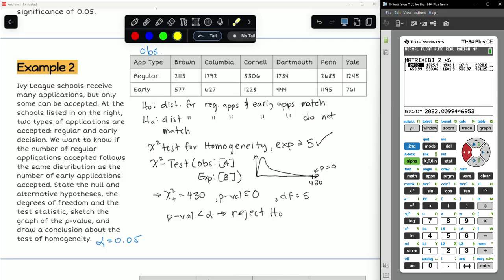So because our p-value of 0 is less than our level of significance of 0.05, we reject the null hypothesis. We therefore have sufficient evidence to support the claim that the distribution of applications for the regular application and early applications do not match. All right, so those are the 3 tests that we perform for categorical variables.